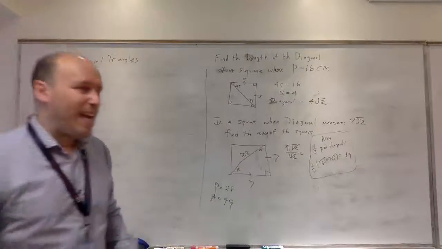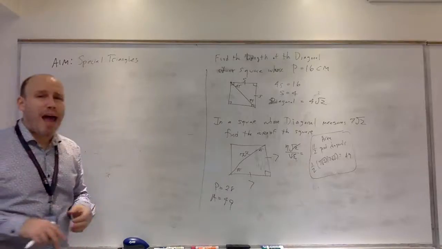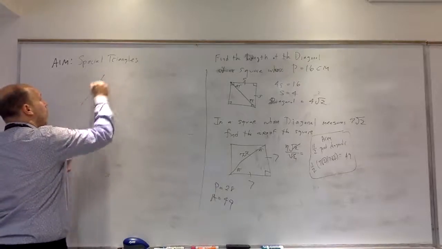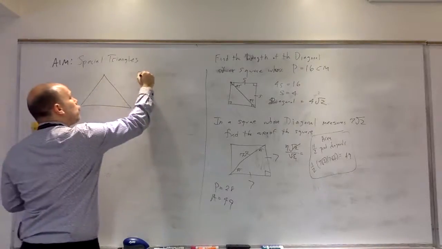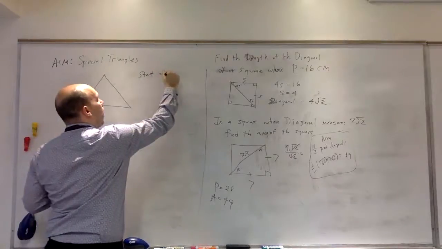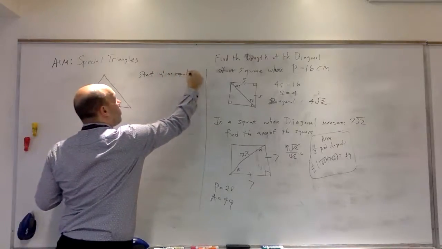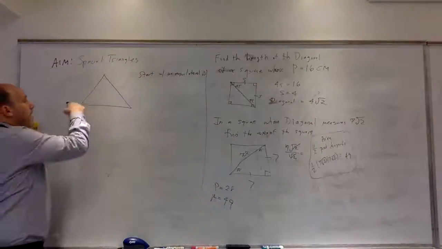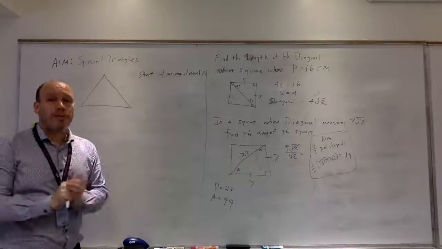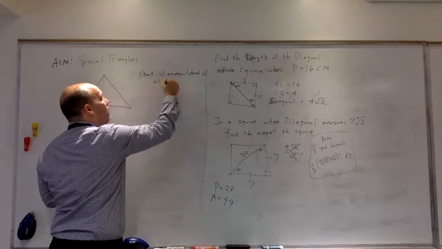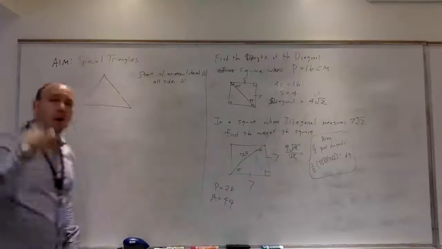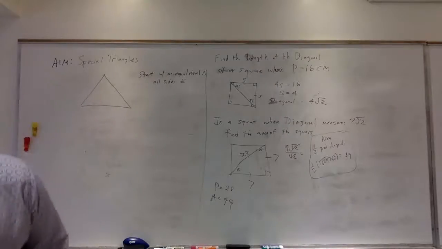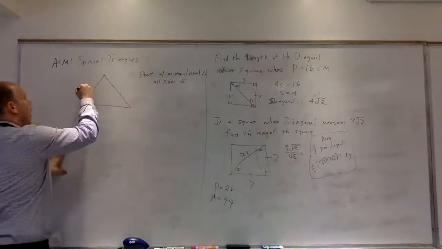Well, I'm not really sure how to make a 30-degree angle, but what I can do is I can start with an equilateral triangle. Because it's equilateral, all the sides are congruent. I'm going to call all of these sides 2x.